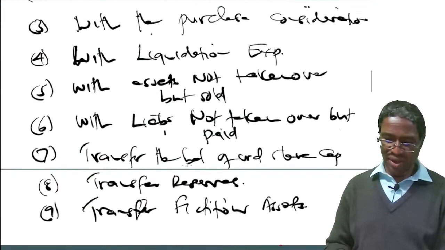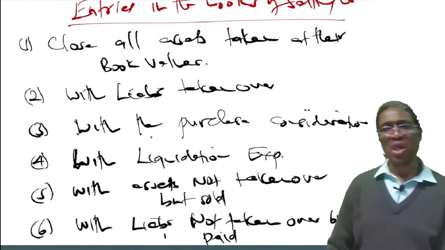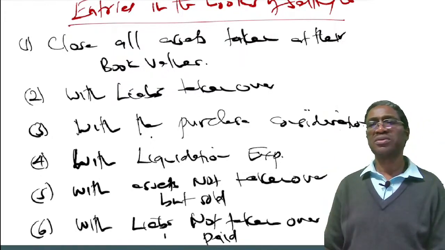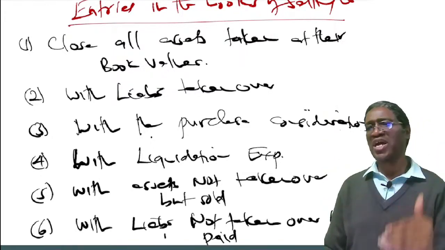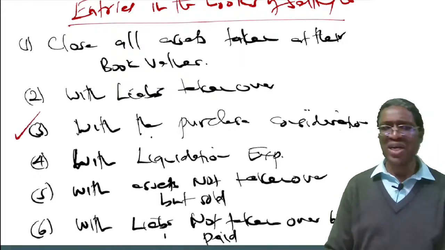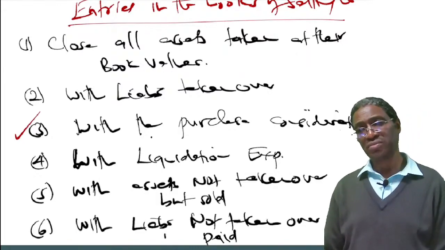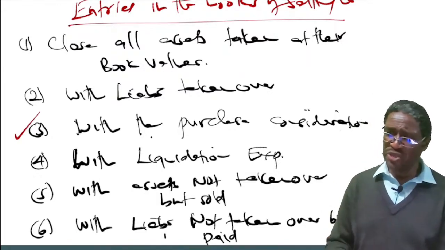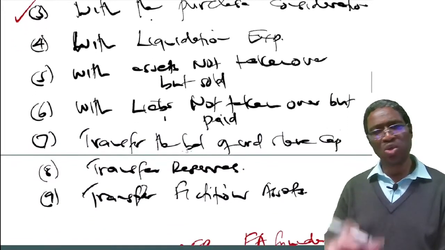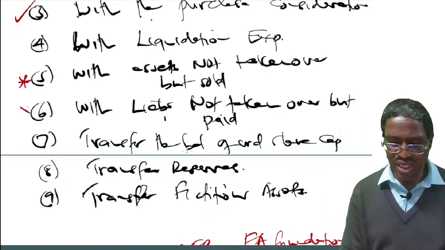If you look at this process, I started by closing the accounts. Number one, close the assets taken over, liabilities taken over. Then number three, create a data by the name of the purchasing company. Now listen, in most of your past paper questions, you will rarely get a question which has entry number 5 and number 6.